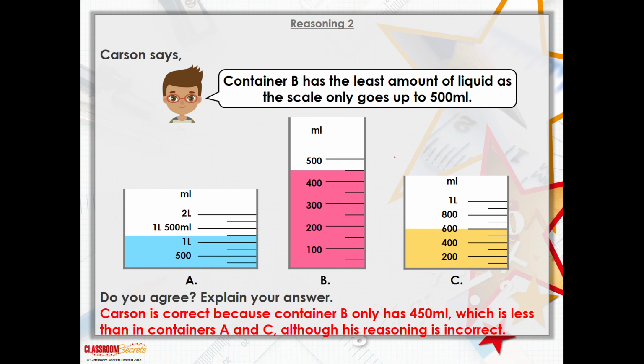And if we have a look in container A, we can see that there's 1 litre, 250 millilitres. And in container C, there is 600 millilitres. However, he is incorrect in saying it has the least amount because the scale only goes up to that amount. That's where we need to be careful because people could say, well, this one's smaller. So it's really important that you have a look and really concentrate on your questions.